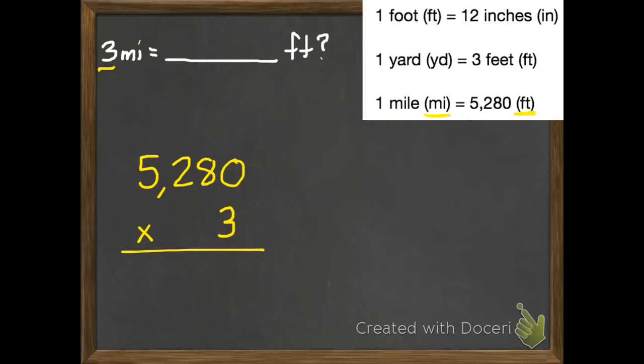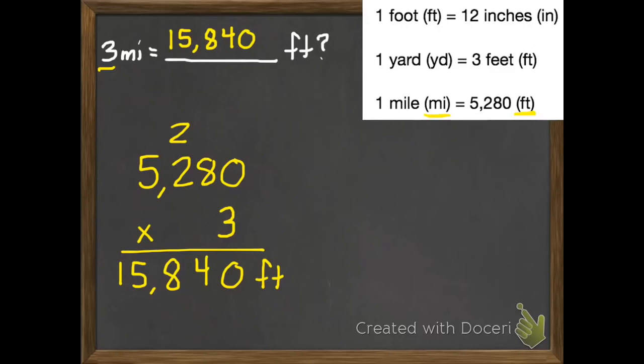So when we multiply this, we have 0 times 3, which is 0. 8 times 3, which is 24. 2 times 3 is 6, plus 2 is 8. And 5 times 3 is 15. So we get 15,840. But 15,840 what? Feet. So we write that up top in our answer. 3 miles equals 15,840 feet.